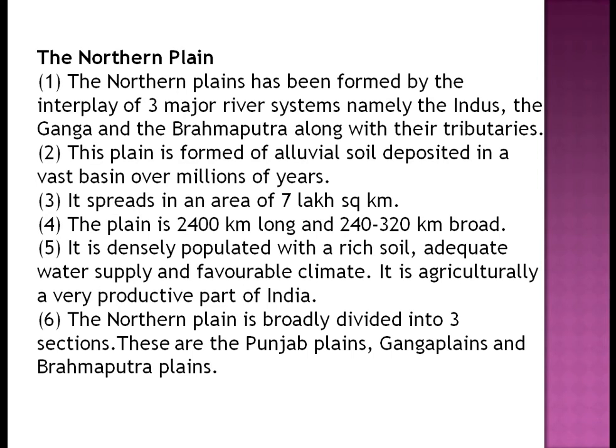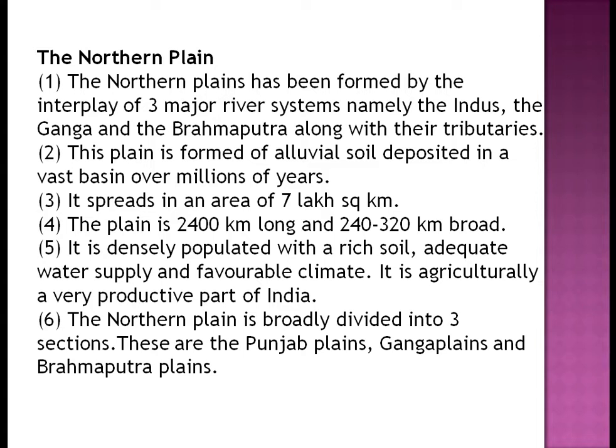Next, the Northern Plains. This slide represents the figures and facts related to the Northern Plain. The Northern Plain has been formed by the interplay of the three major rivers, that is the Ganga, Brahmaputra and Indus. Alluvial soil is found here. It spreads over an area of 7 lakh square kilometers, is 2400 kilometers long and 240 to 320 kilometers broad, and is densely populated, with rich soil, adequate water supply and a favorable climate, which is very helpful for agriculture in India and boosts our agricultural productivity.